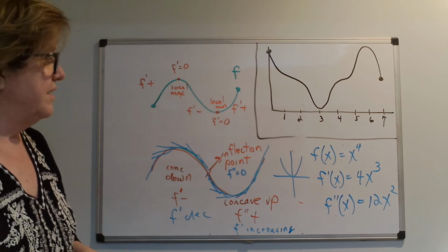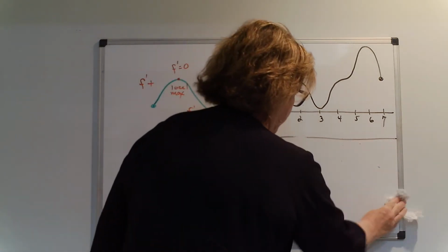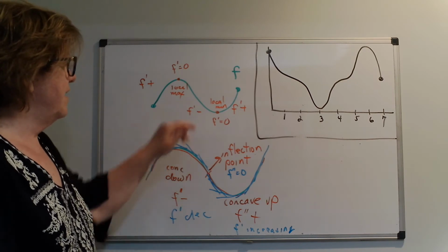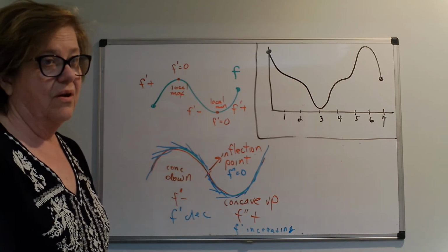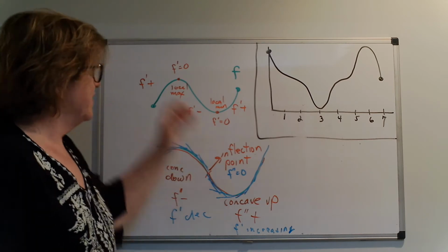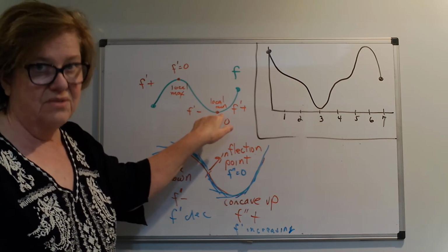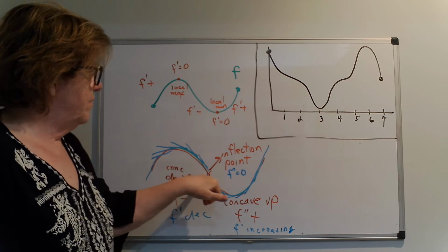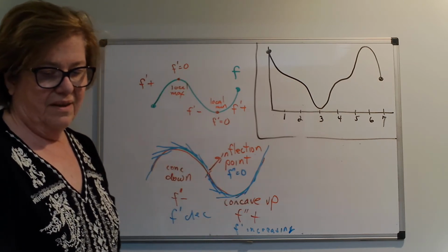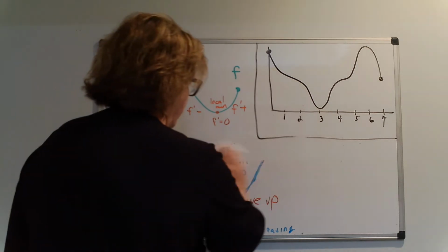So the point is, we can't always say that if the second derivative is 0, we have an inflection point. We can't always say that if the first derivative is 0, we have a local min or max. We can say, however, that if we have a local min or max on the graph, the first derivative is going to be 0. If we have an inflection point on a graph, the second derivative is going to be 0.